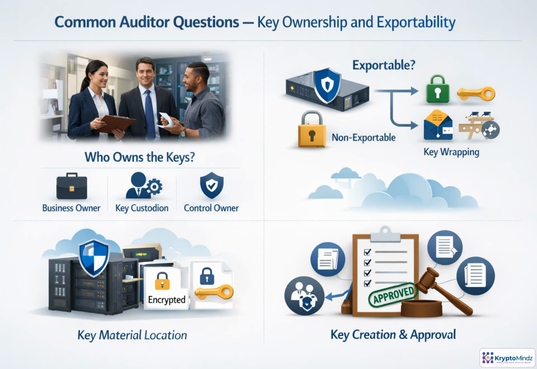Auditors will first map responsibility and boundaries. Be ready to name the business owner, the technical custodians, and the control owner for each key. Then clearly describe export rules. Are keys non-exportable, only wrapped for transfer, or sometimes in software? Next, show exactly where key material lives and whether plaintext ever leaves the HSM. Finally, walk through who can request, approve, and document key creation and use, with references to policies and evidence.